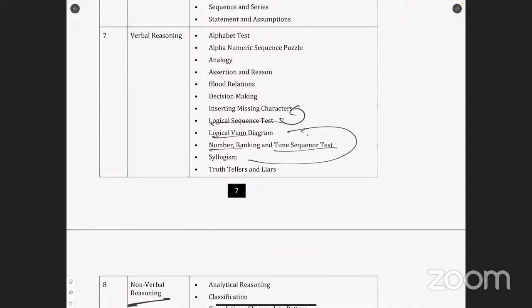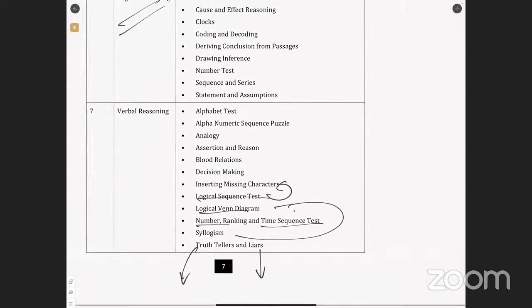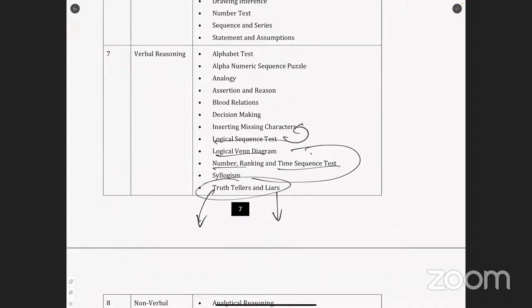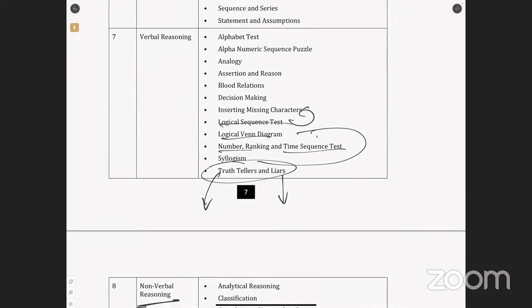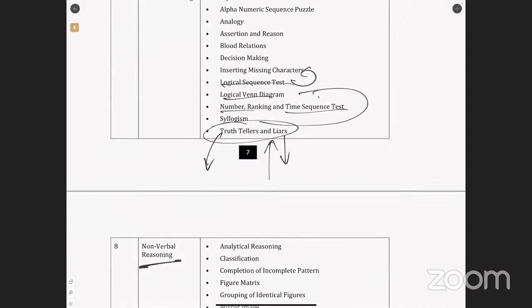Another important topic here is truth tellers and liars. The reason why I'm covering this particular topic now, that is in this live session, is that the theory which is available in the reference material is, what can I say, of substandard quality. Nothing much can be understood from that. So let us try to understand what exactly they mean by truth tellers and liars.